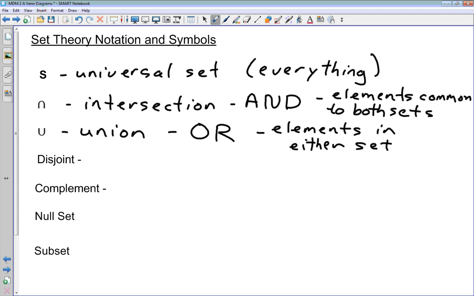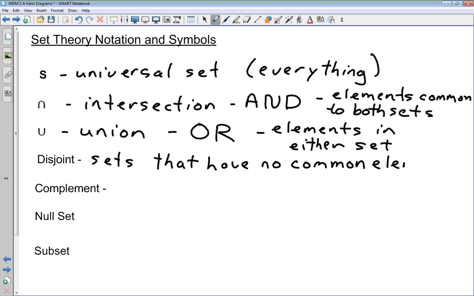We'll use this term disjoint to refer to sets that have no elements in common. So if we're looking for elements that are in one set and in the other set, and they have no elements that are in both of those sets, we say that the sets are disjoint.